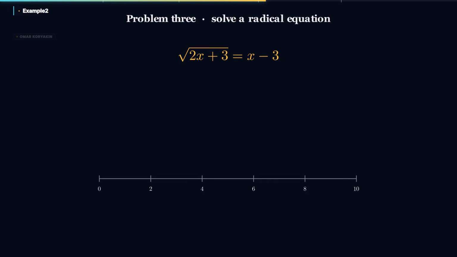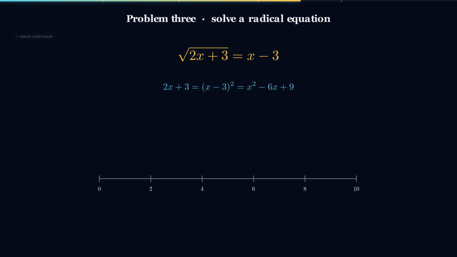Problem 3. Solve the square root of 2x plus 3 equals x minus 3. The radical is already isolated. Square both sides. 2x plus 3 equals x minus 3 squared, which expands to x squared minus 6x plus 9. Move everything to one side. x squared minus 8x plus 6 equals 0.